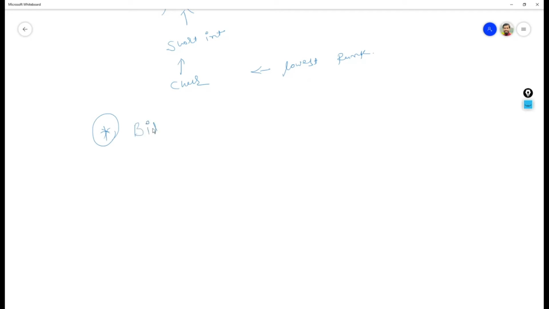Next is the bitwise operator: and, or, XOR, complement, left shift, right shift. Left shift and right shift are also types of bitwise operators, so these are shift operators. This is called bitwise and, and this is binary, so it needs two operands to perform the task.